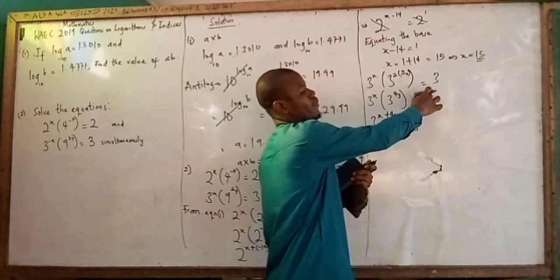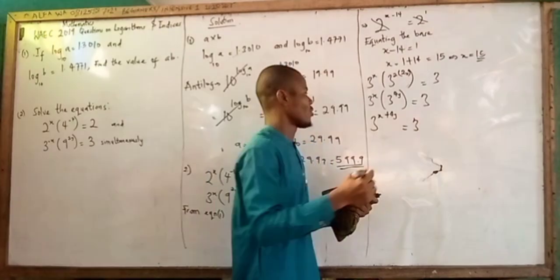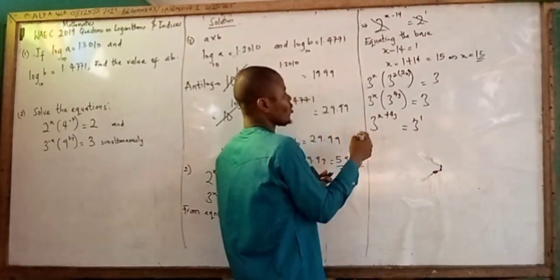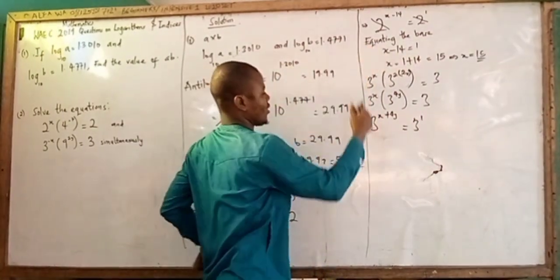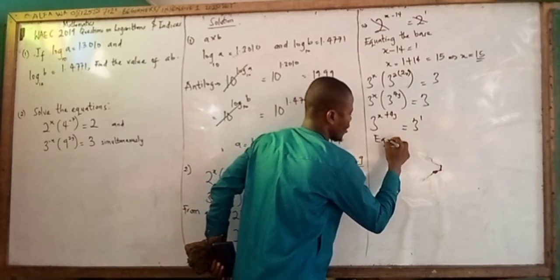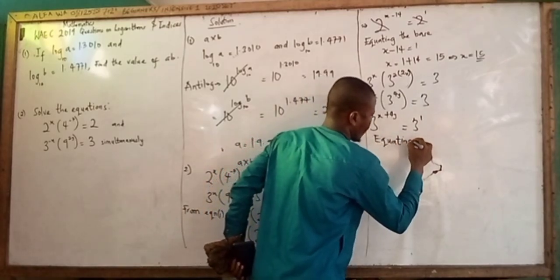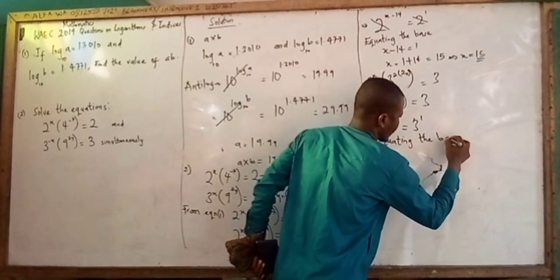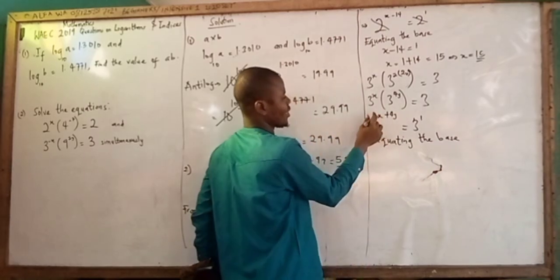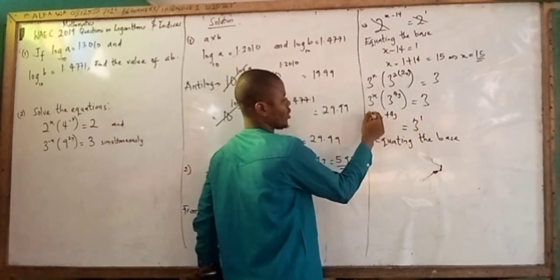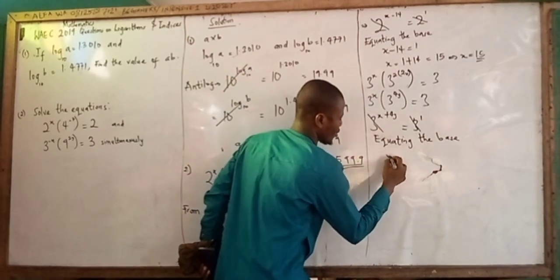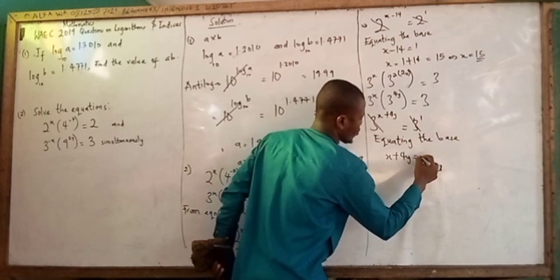And this 3 here is also 3 raised to the power 1. So when you equate the base, that is 3 and 3, they are both the same, so we can cancel them out. So we are going to have x plus 4y equals 1.